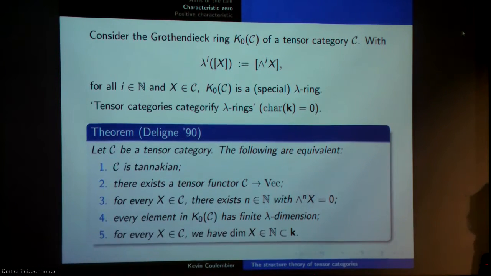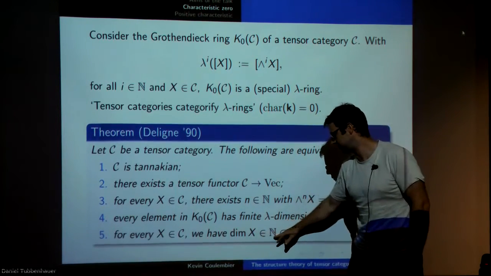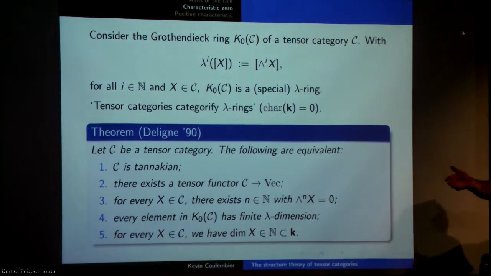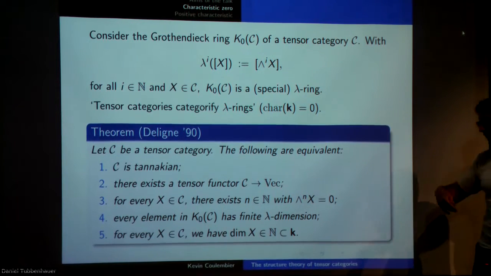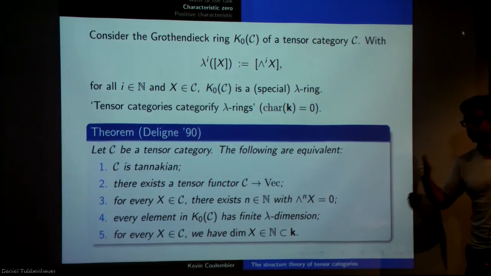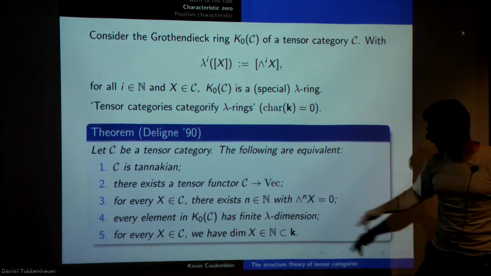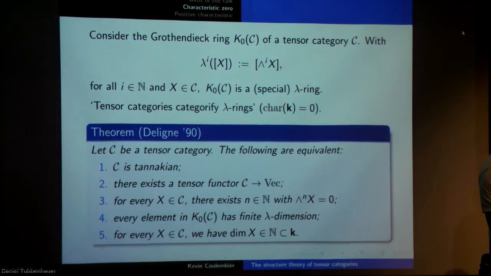Okay. And finally, an equivalent characterization is that every object has a natural categorical dimension. So because I have duals and a symmetric structure, I can define the dimension of every object, which by definition would be an element of my endomorphism ring of the tensor unit, which was assumed to be the field. So these are all equivalent characterizations. Again, here one direction is easy, the other direction is difficult. Okay, so a great theorem.